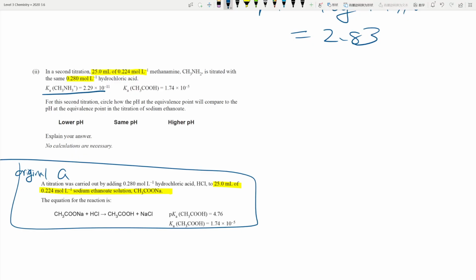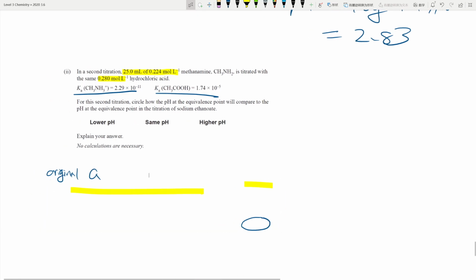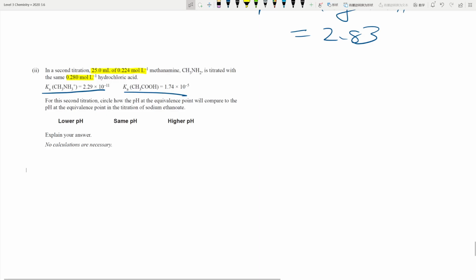Can you see that Ka? And then this Ka. I actually didn't need to copy paste it, so let's delete it so you don't get confused. Everything is exactly the same, except this time you have used 2.29 times 10 to the power negative 11 instead of the original 1.74 times 10 to the power of negative 5. Just get that straight here.